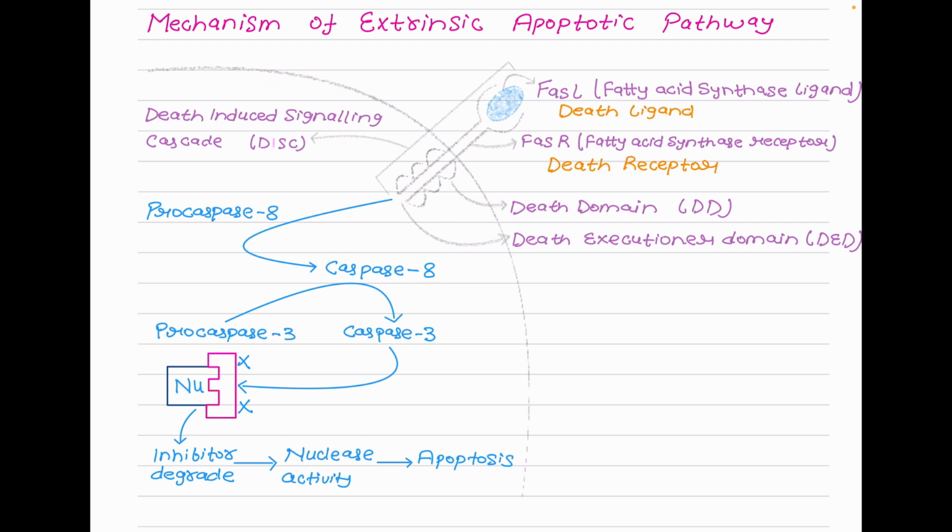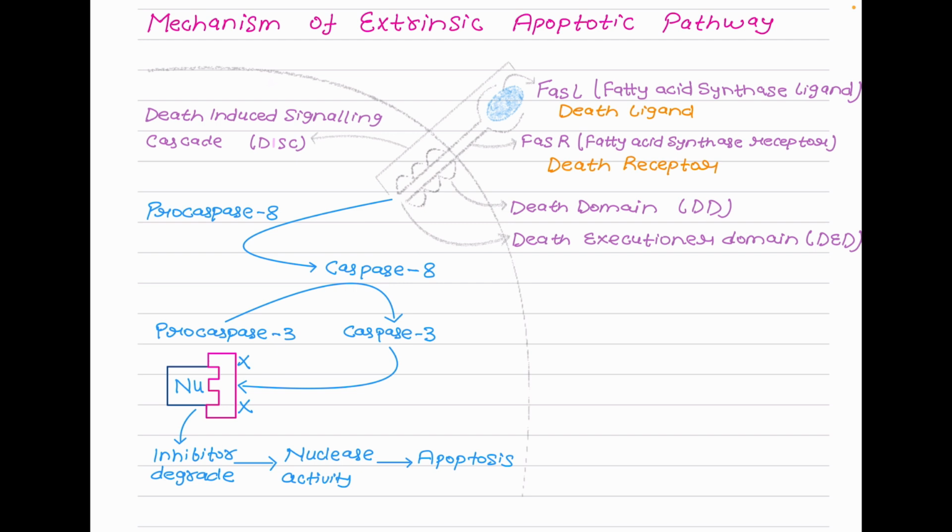When a cell undergoes DNA damage or is infected, it responds by producing Fas ligand. Once Fas ligand binds to the Fas receptor, it activates the death domain inside the cell. This activation is autocatalytic and initiates a death-induced signaling cascade, which is DSC. In the intrinsic pathway, caspase 9 plays a key role, but in the extrinsic pathway, caspase 8 takes on this function. The inactive procaspase 8 is activated by the death domain receptor, converting it into active caspase 8.